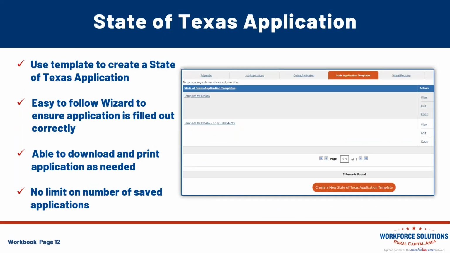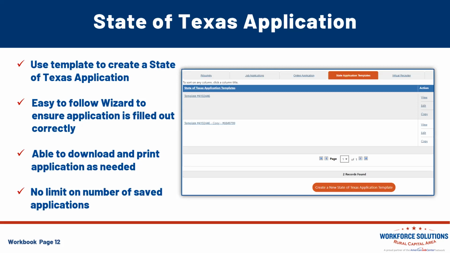So that State of Texas application. The system will allow you to create as many State of Texas applications as you would like to have in the system. Once you go through that wizard and complete all the different fields within that application, at that time, it will allow you to download or print.